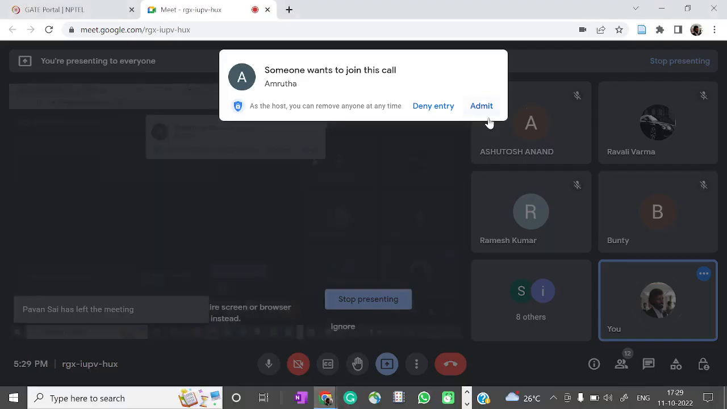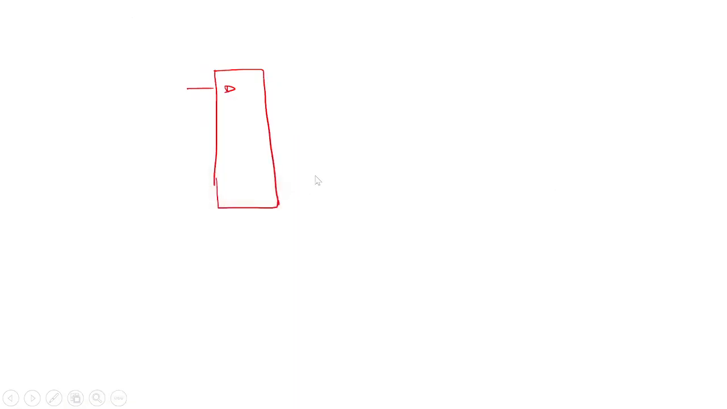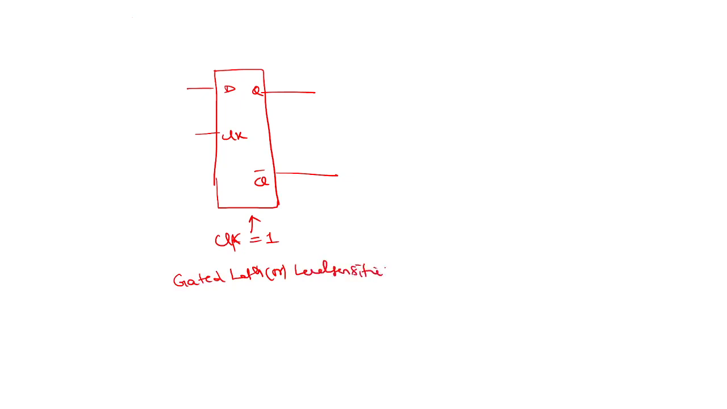I have a flip-flop something like this, right? D. I'll take this flip-flop, I mean level sensitive. Let's say for example, this is sensitive to clock equal to 1. And I told you already, this can also be called as what? Gated latch, or level sensitive flip-flop, right? Now which level? Positive level, so I can also say positive latch.